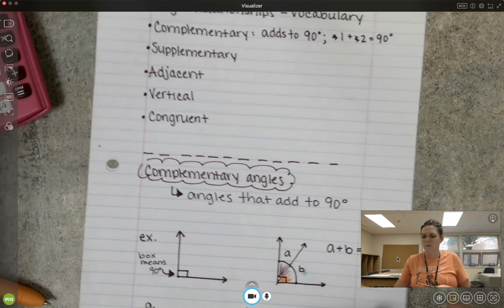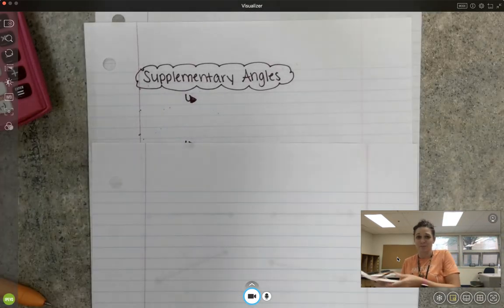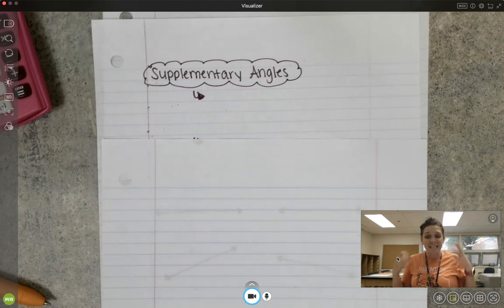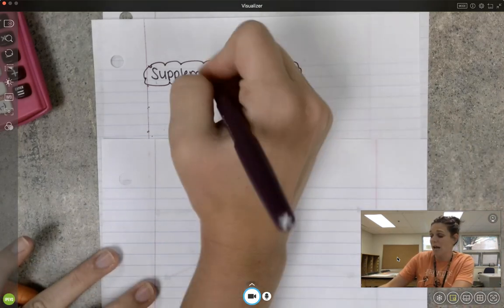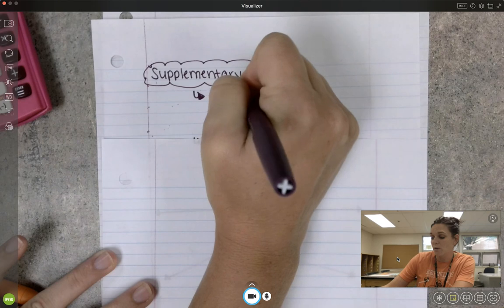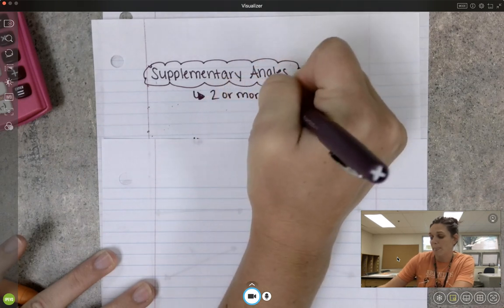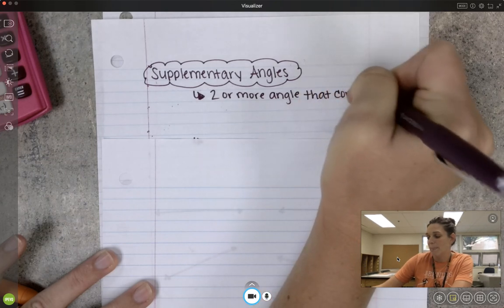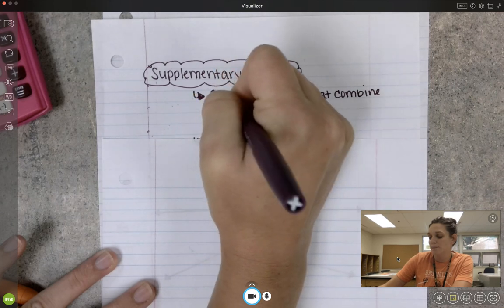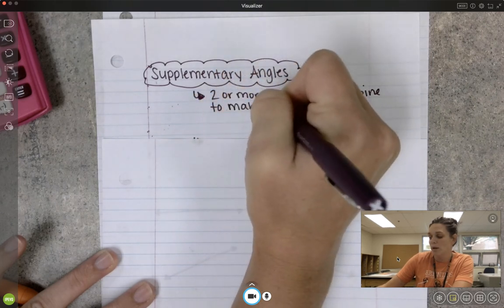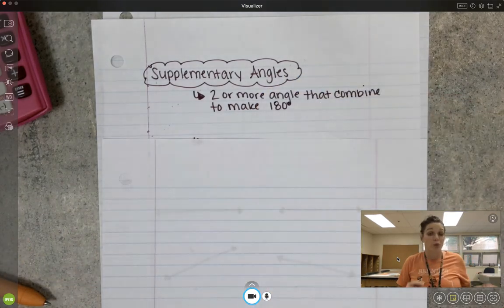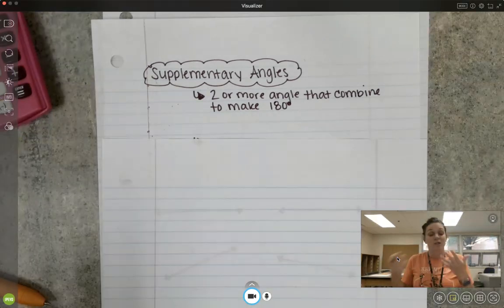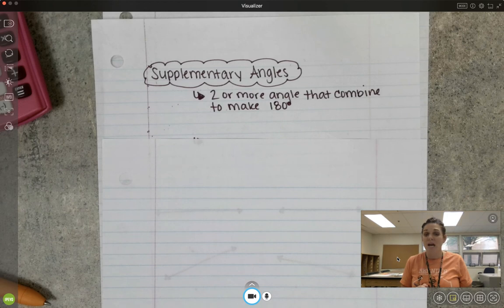All right, this next one is supplementary angles. What this is saying is I need enough supplies to make this bigger angle. So supplementary angles are two or more angles that combine to make 180 degrees. So two complementary angles together is supplementary. I have enough supplies to make 180 degrees.